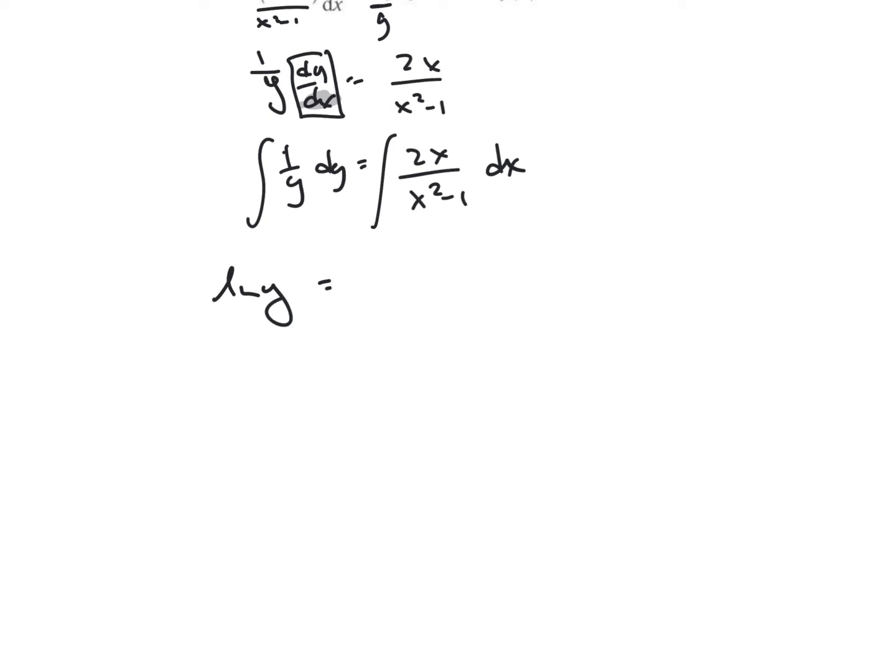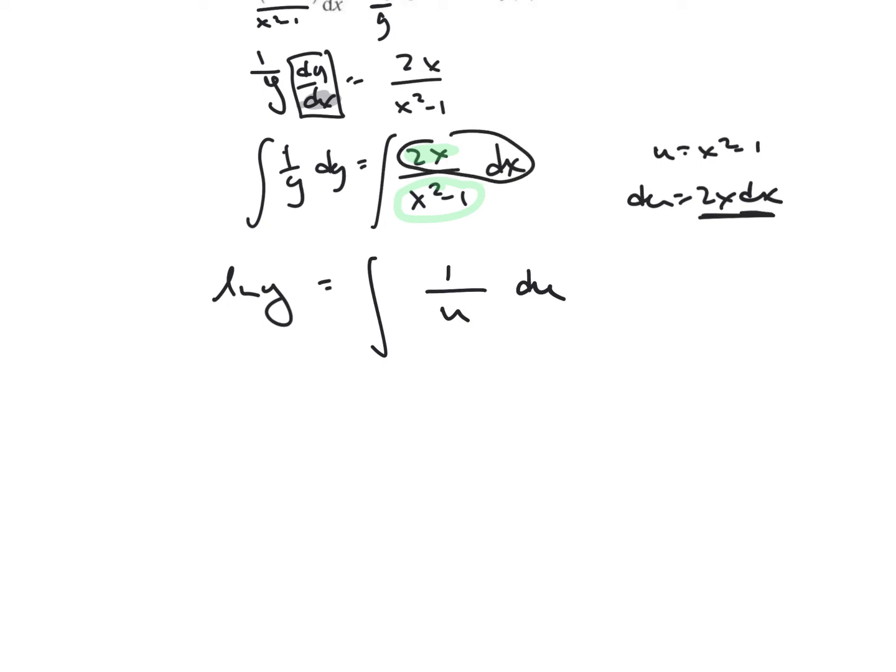when I integrate this right side, what I notice is that this 2x is the derivative of the bottom of the function. And so if I let u be x squared minus 1, du is 2x dx. And so I can integrate then 1 over u du, because 2x dx is du. And so when I integrate this, ln y, I get ln u, which is just ln of x squared minus 1, plus c. I only need 1 plus c.